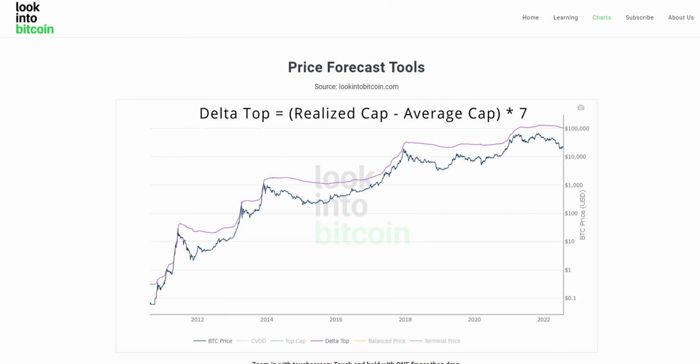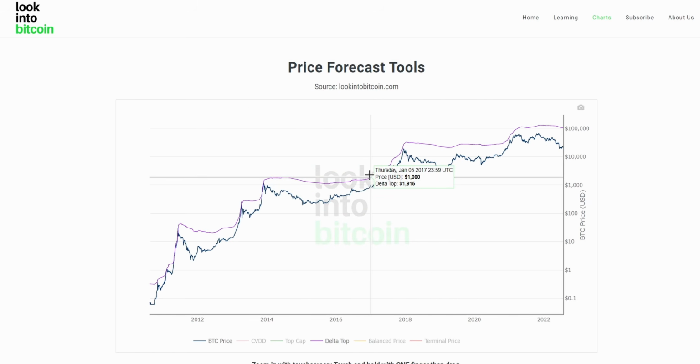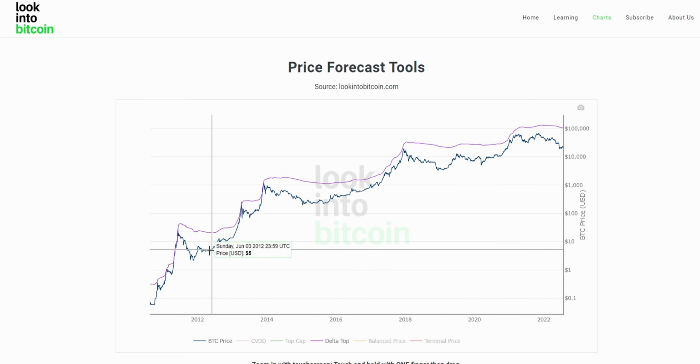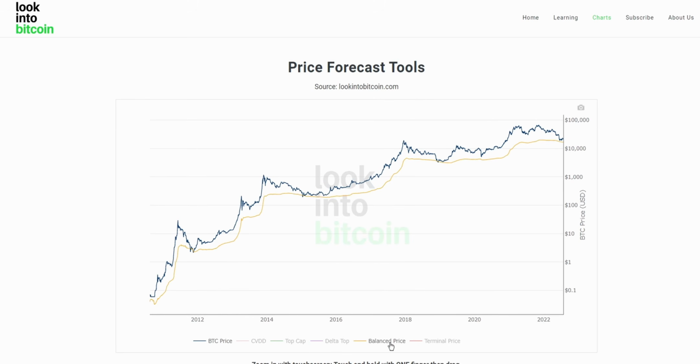So we subtract the average cap from the realized cap and multiply that value by 7 to get this delta top value. And again, the logic behind this calculation is somewhat complicated, but it is fairly obvious what it is showing us, and it is fairly accurate in what it is trying to tell us. Throughout all of Bitcoin's price history, we have seen price either reaching or coming very close to touching this delta top value.